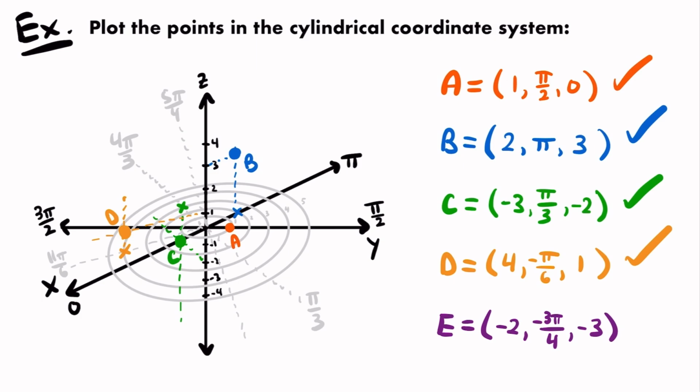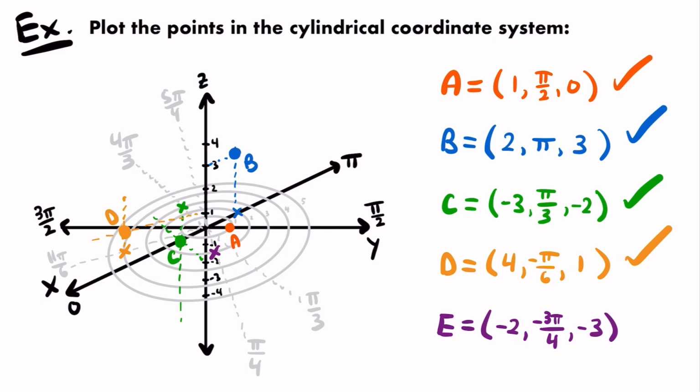So you just subtract pi from 5 pi divided by 4, and you get an angle of pi divided by 4, exactly in between 0 and pi divided by 2. So we're going to be along that angle at a radius of 2. So right here is the shadow point for point E.